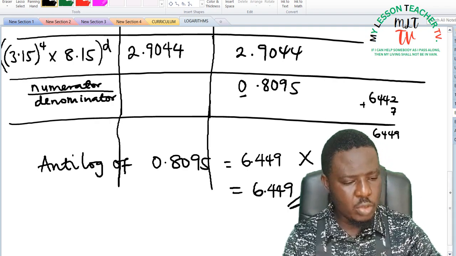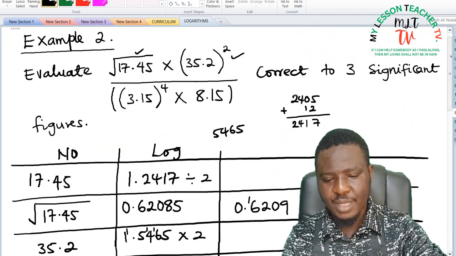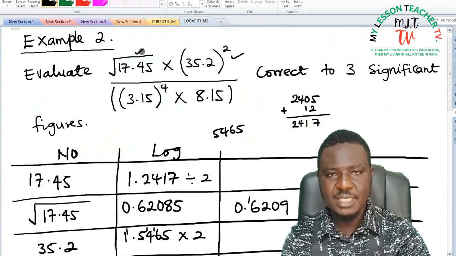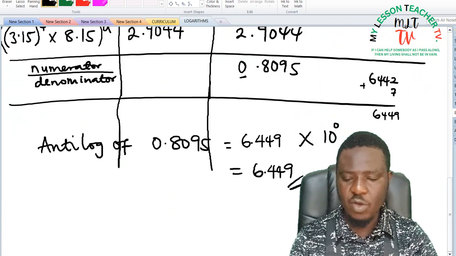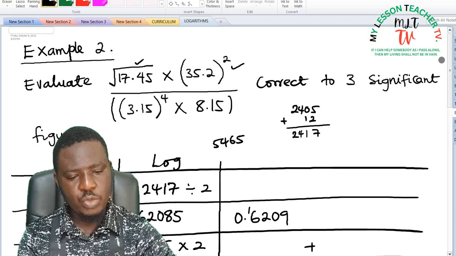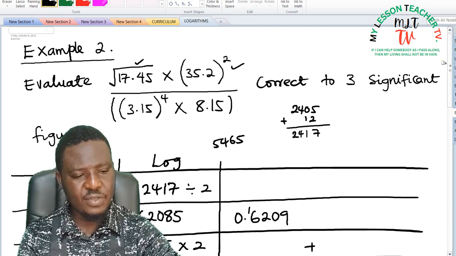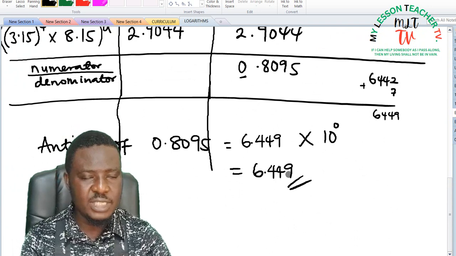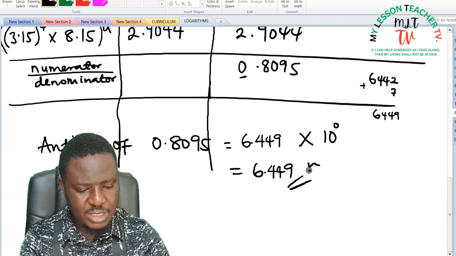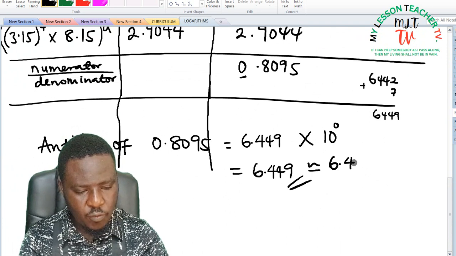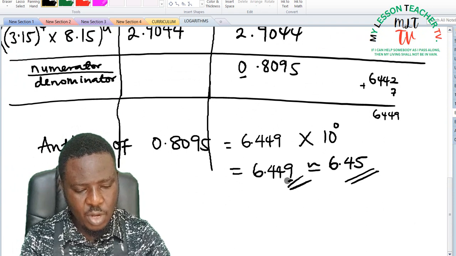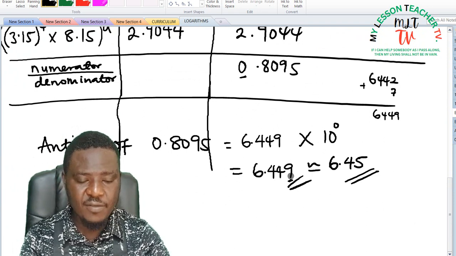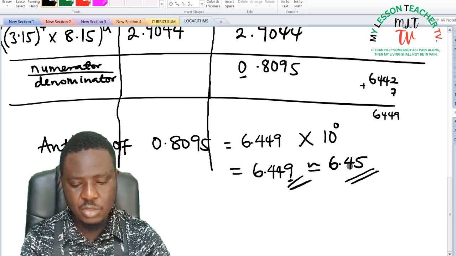6.449. When you punch your calculator, simplifying this, I bet you arrive at approximately 6.449. But the question says we should correct our answer to 3 significant figures. This is in 4 significant figures. So in 3 significant figures, this is approximately 6.45. What you have to do is look at the 4th significant figure and approximate it, because it is 5 or greater. Approximate it to 10 and add 1 to the 3rd significant figure, which made it 5.